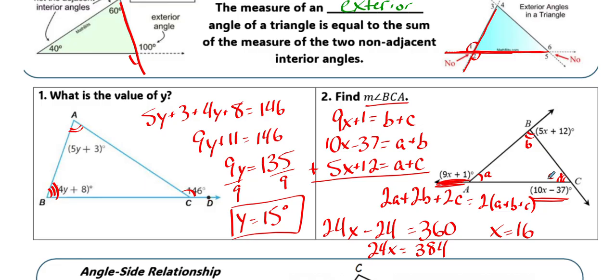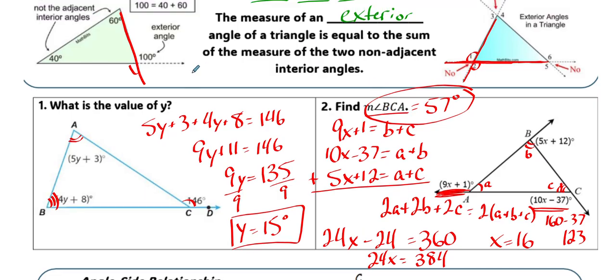We're really looking for this angle C here. I'm going to find this first. I'm going to plug in the x there, 16 times 10 minus 37 is 123. So this angle is 123 degrees. That's the rest of the 180. So angle BCA has a measure of 57 degrees. All right, that's exterior angle theorem.